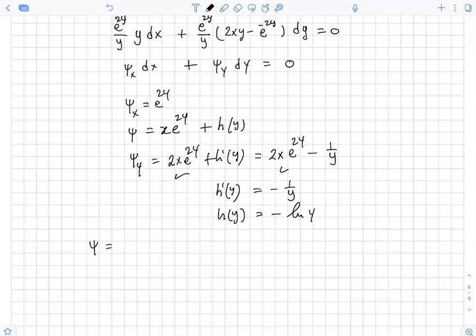Psi equals x e to the 2y plus h, but h is minus ln of y, so x e to the 2y minus ln of y equals c, and this is the solution in implicit form. And this one obviously we cannot solve for the explicit form, so we leave the solution in implicit form.